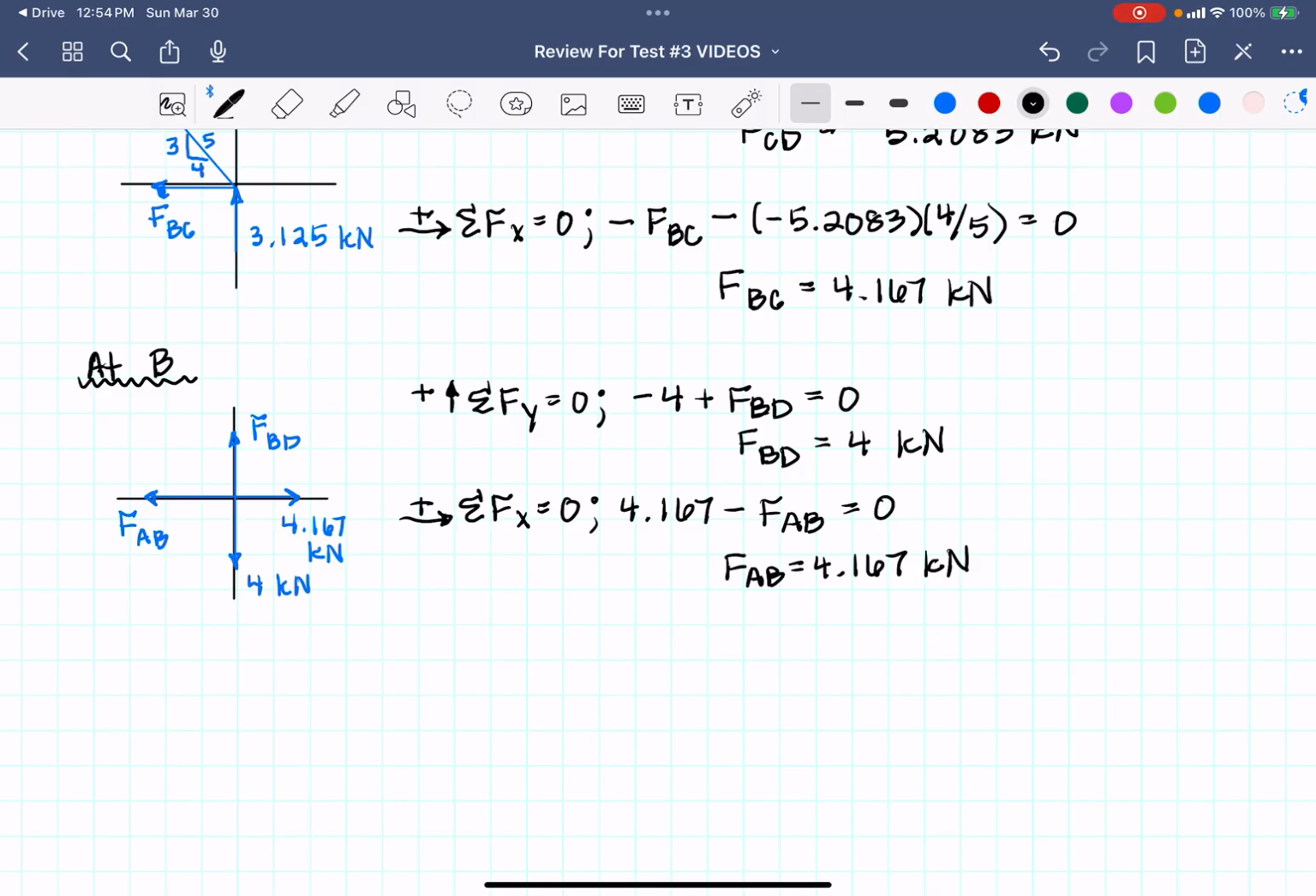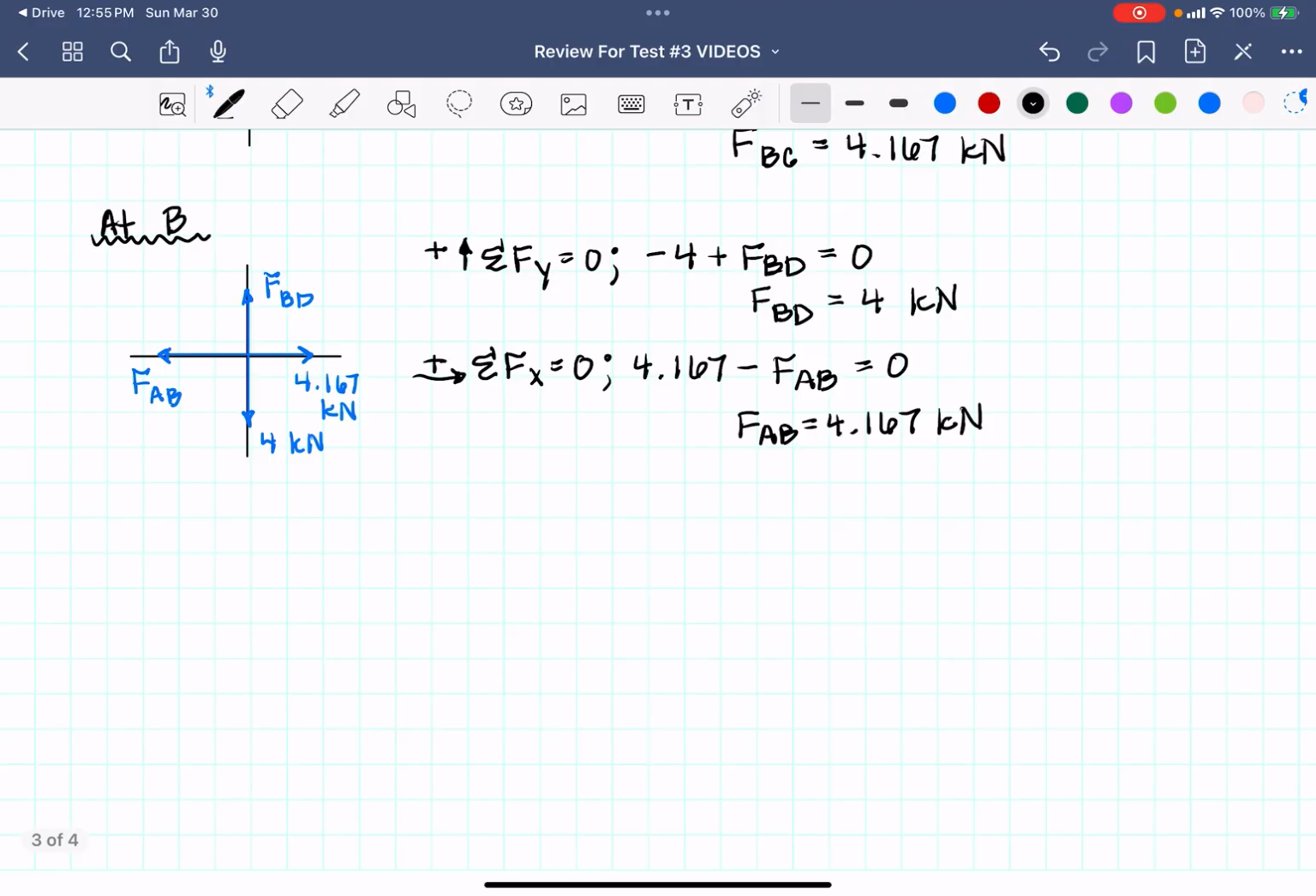And finally, I'm going to do my free body diagram at A. I could do it at D. The only thing I have left to solve for is FAD. I've solved for everything else, but I'm going to choose to do it at A. So I've got my vertical, I've got my X. I've got forces in the X, one force up in the Y, and then at an angle, I've got FAD.